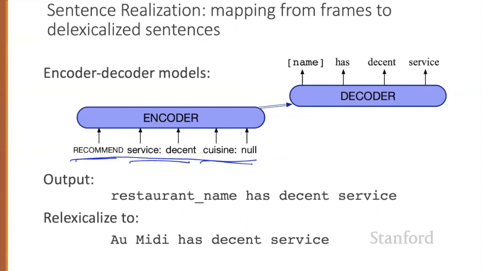And the encoder reads all the input slot value representations. Then the decoder outputs the following delexicalized English sentence: name has decent service. And then we can use the input frame from the content planner to relexicalize, replacing restaurant name with au midi, resulting in au midi has decent service.